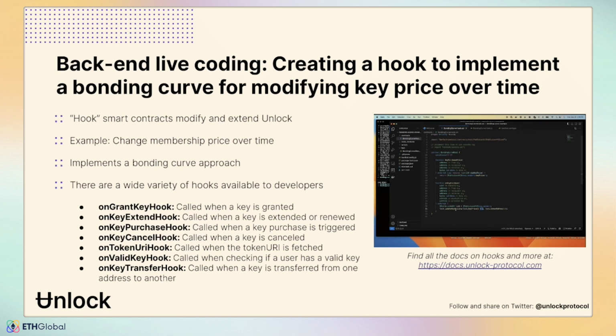This is usually called a bonding curve, and this is a good way to implement what is called a price discovery mechanism, where basically every time a new membership is being sold, the price goes up, and at some point you would assume that no more memberships are being sold because the price is now too high. So let's go ahead and get started.